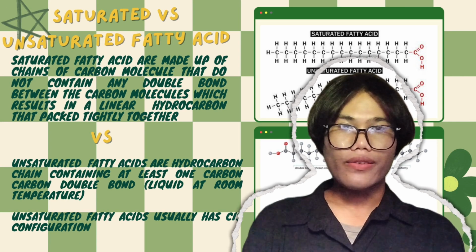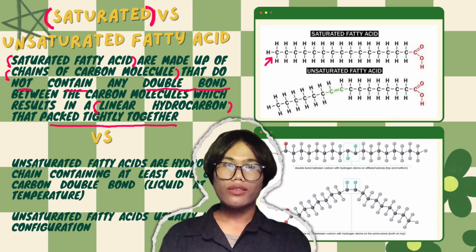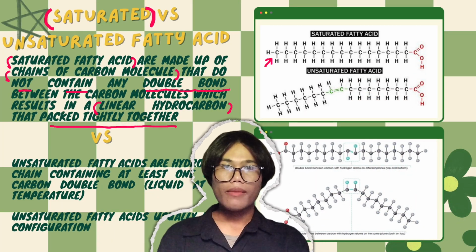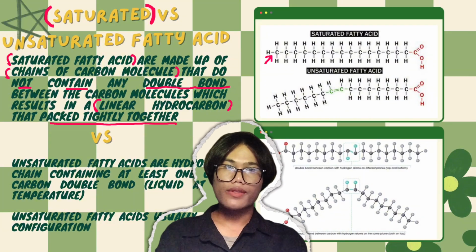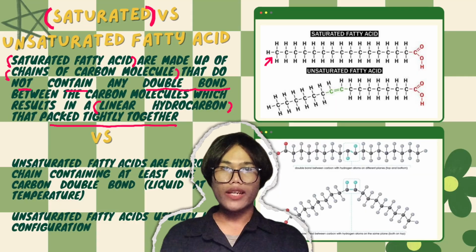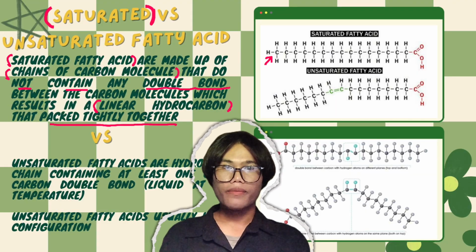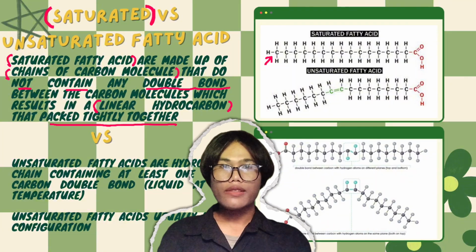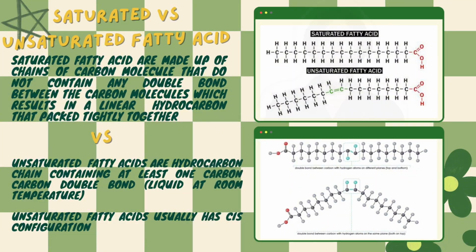Saturated and unsaturated fatty acids. Saturated fatty acids contain only single carbon bonds, meaning they are completely saturated with hydrogen atoms. This creates perfectly straight, linear hydrocarbon chains that can easily align and pack tightly together, which is exactly why saturated fats like butter are solid at room temperature.